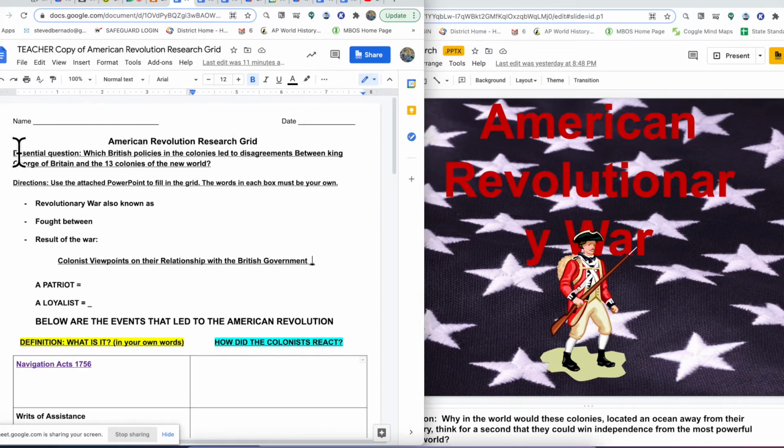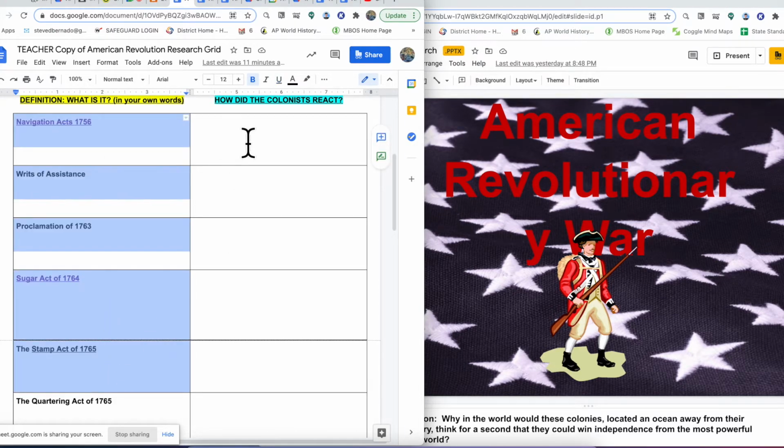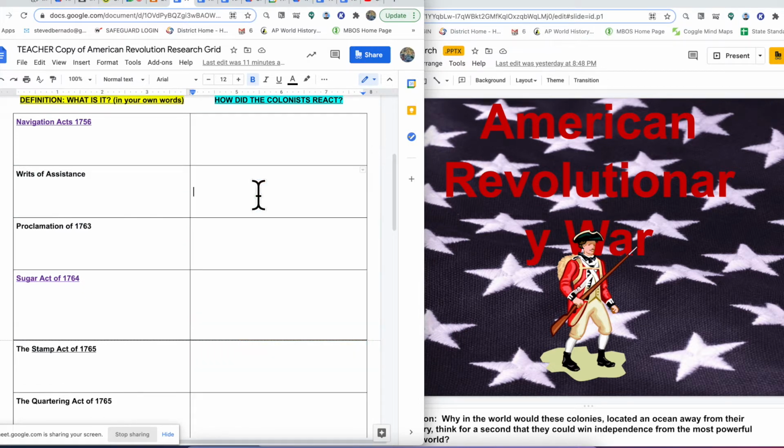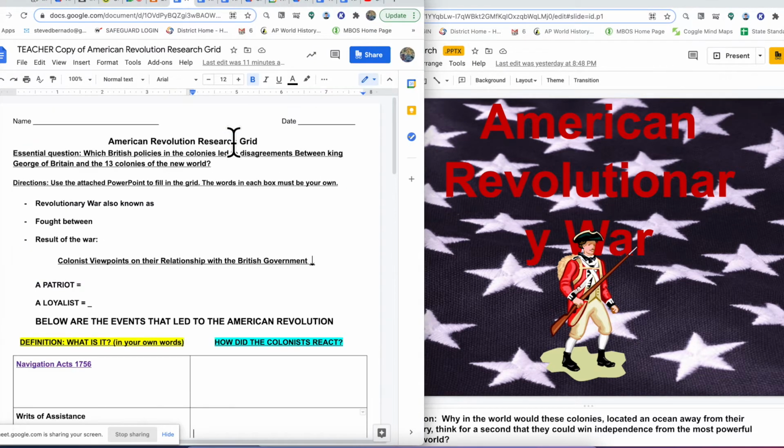Okay, so the essential question, I'm highlighting it in blue: Which British policies in the colonies led to disagreements between King George of Britain and the 13 colonies of the New World, which started the American Revolution? You're going to fill out all of these different British policies, what it was, and how the colonists reacted. When you're done, you pick what you believe to be the three most severe policies that angered the colonists and started the American Revolution. But first, I'm going to work with you to fill out the beginning of this to show you step by step how to complete this activity. I'm going to model it for you.